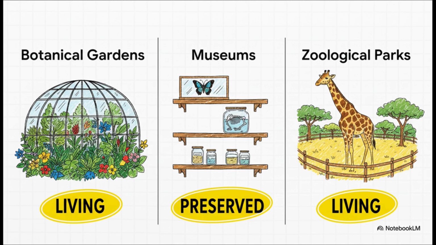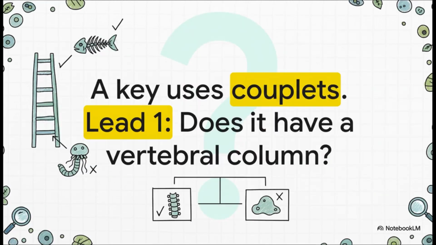Okay, so let's say you're out in the field and you find some organism you've never seen before. How do you figure out what it is? You use a tool called a taxonomic key. It's basically a choose-your-own-adventure for identification. It works by giving you a pair of contrasting statements, and this pair is called a couplet. For instance, the first choice might be, does the organism have a vertebral column?